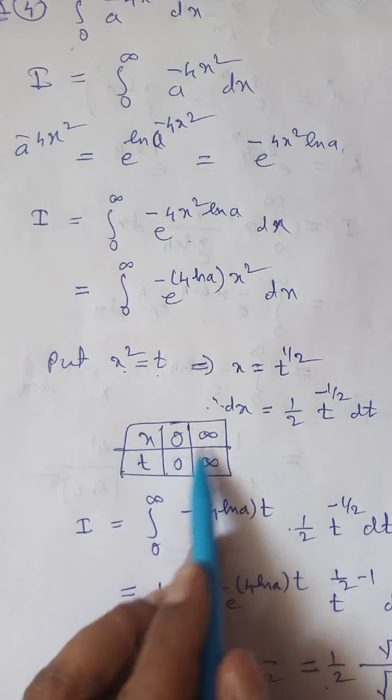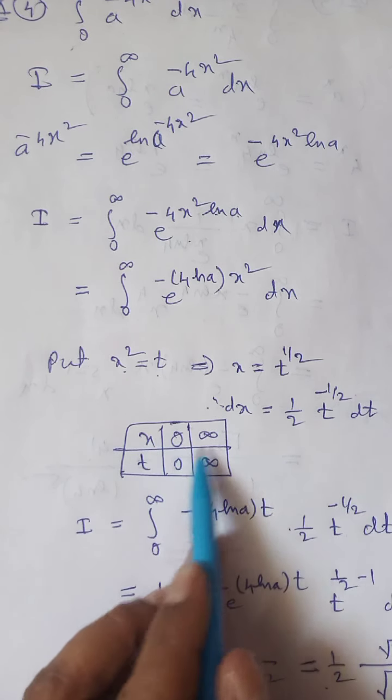So take this half outside from this integration, so you'll get 0 to infinity e to the power minus 4 log a t as it is, into t to the power minus half, which can be written as t to the power half minus 1. There is minus half plus 1 minus 1, right? So in that way, its value is half as it is. So value of this integration is gamma n divided by k to the power n. So n is half and k is 4 log a. So it is gamma half divided by 4 log a to the power half.